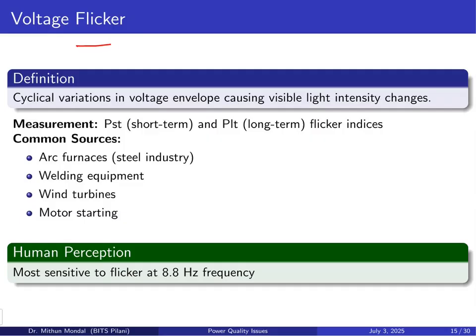and pulsation. Voltage flicker. This is another issue of power quality. It is basically the cyclic variation in voltage envelope causing visible light intensity changes. So we are basically seeing certain light whose intensity is changing due to the variation of the voltage envelope in a cyclic nature. These are measured in terms of the short term PST and the long term PLT flicker indices. So these are the indices which are basically used to measure the flickering in the voltage.